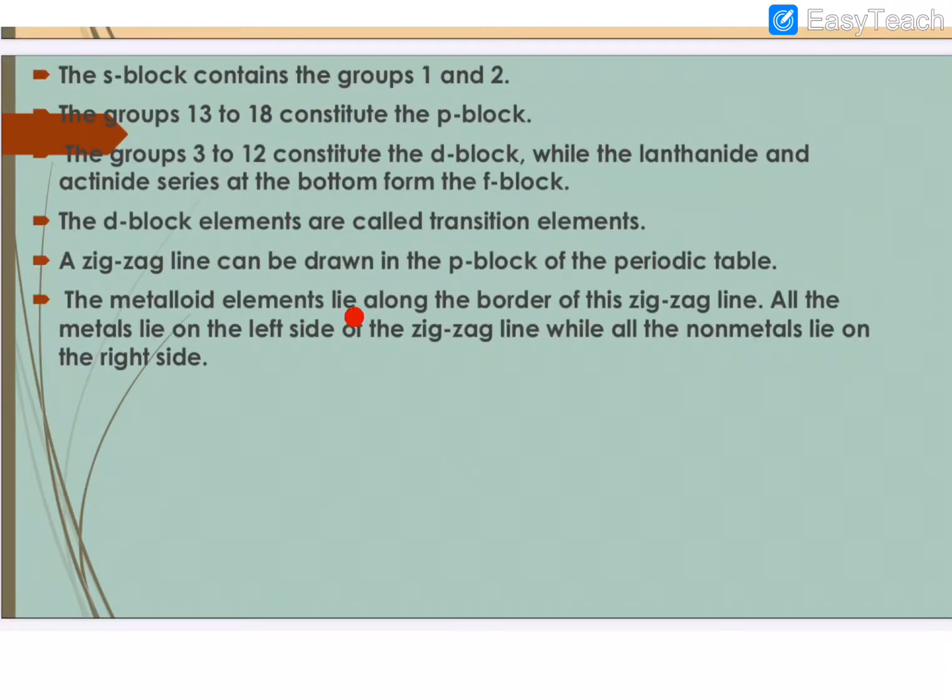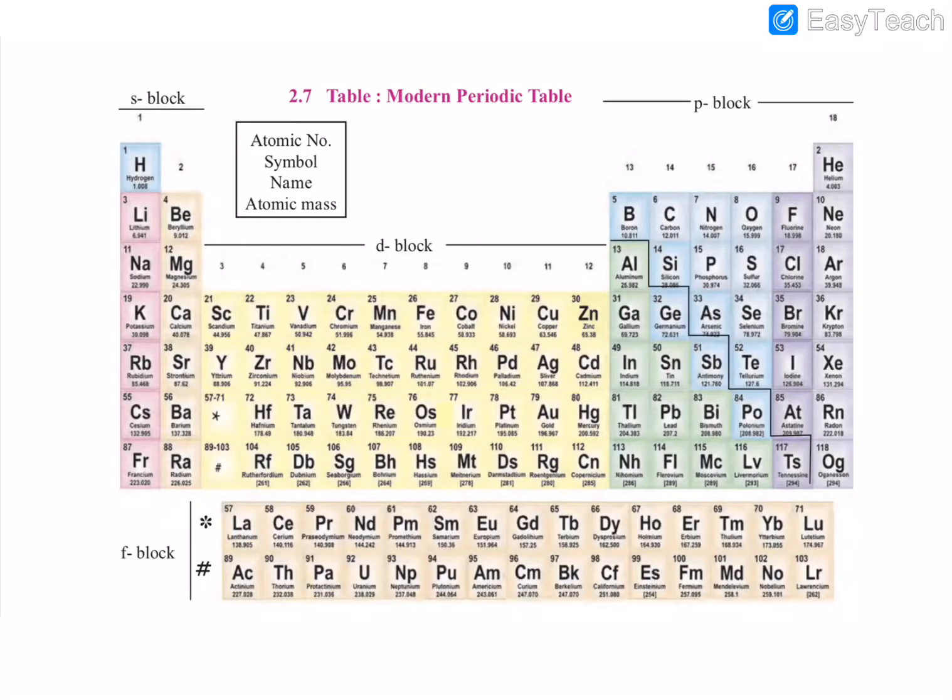The metalloid elements lie along the border of the zigzag line. All the metals lie on the left side of the zigzag line, and all the non-metals on the right side of the zigzag line. So on the border, this part constitutes the metalloids, this side constitutes the metals, and this side constitutes all the non-metals.